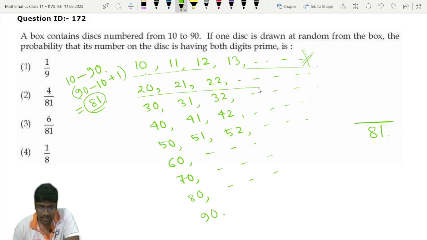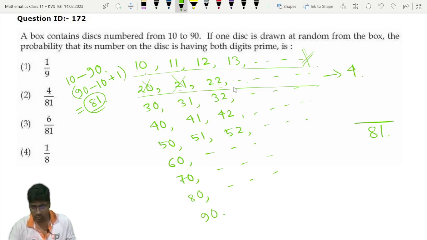So in this list, how many numbers will there be whose both digits are prime? See, 2 0 anyway we will not take, 2 1, 1 is not a prime, so we will not take, 2 2 will be a number. Now next will come 2 3, that will work. 2 4 will not work because 4 is not a prime. 2 5 will work, 2 6 will not work, 2 7 will work, 2 8 will not work, 2 9 will not work. That means total 4 we are getting from this row.